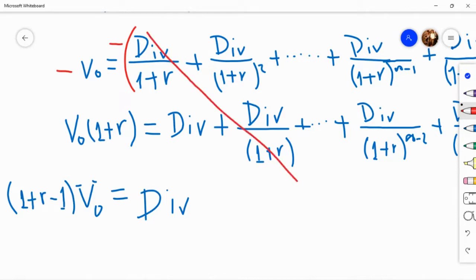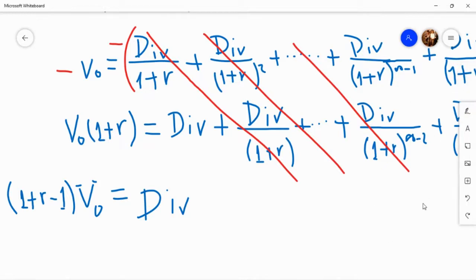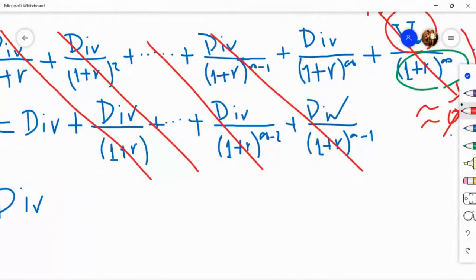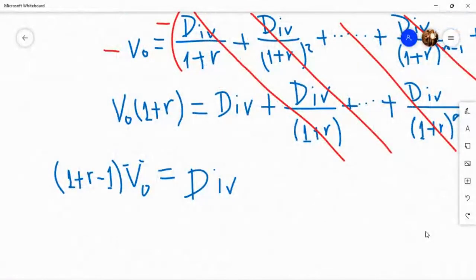Everything else cancels out. This and this will cancel out. This and the next one will cancel out. This term will cancel out with that. Again, these two terms will cancel out. And then you're left with, finally, and of course, 1 and 1 will cancel out.